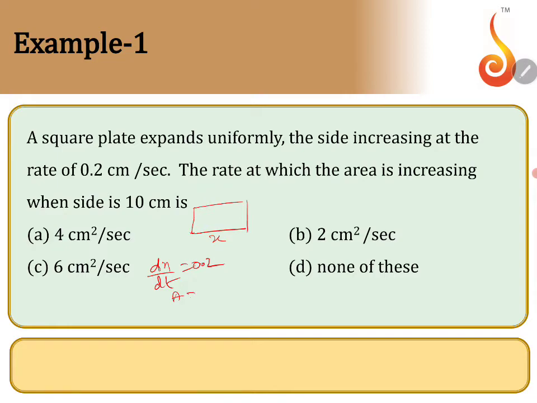What is the area of the square? Nothing but x square. Differentiate both sides with respect to t: dA by dt is equal to 2x into dx by dt. But he is asking the rate at which the area is increasing when the side is 10 centimeter, that means when x equals 10. So 2 into 10, dx by dt already given as 0.2, which is 2 by 10. Therefore, 4 centimeter square per second. That is the answer.